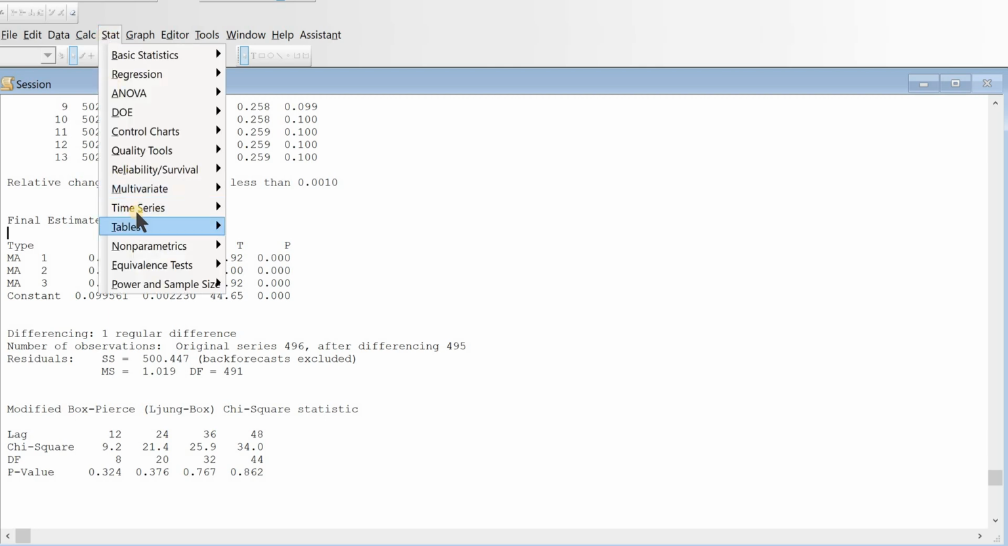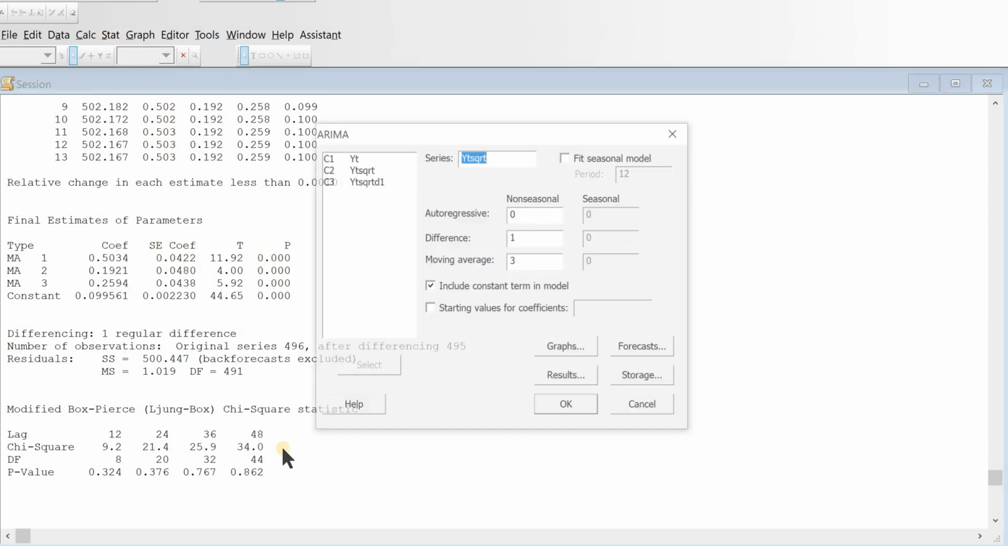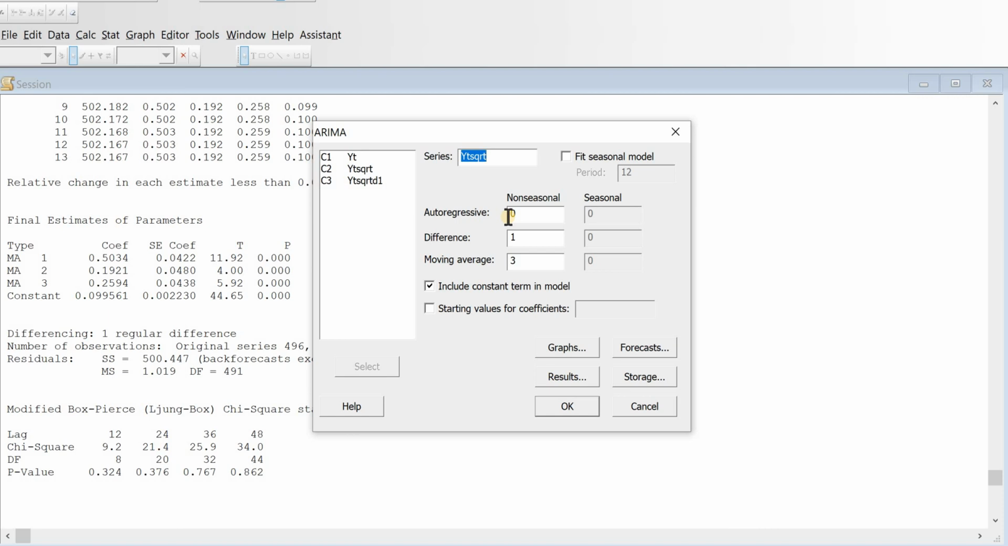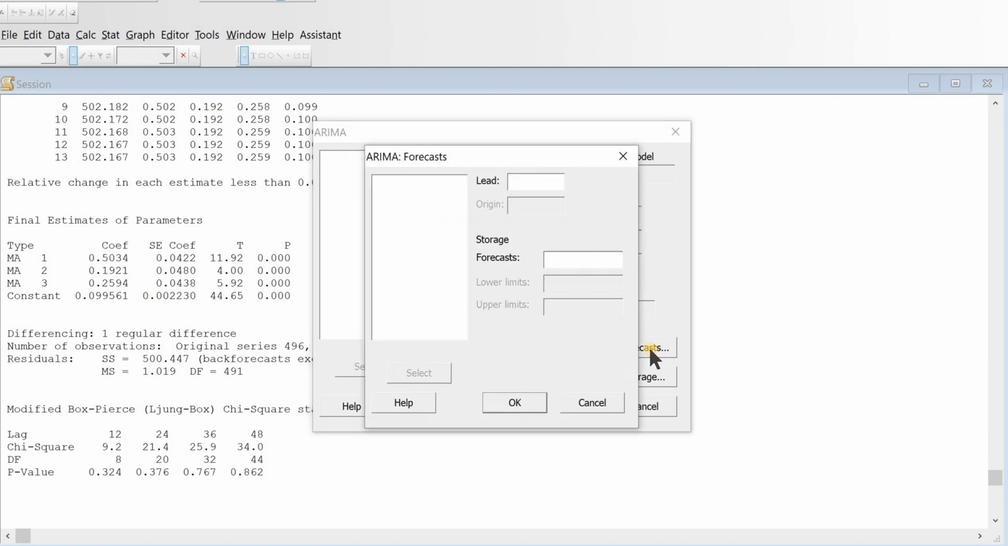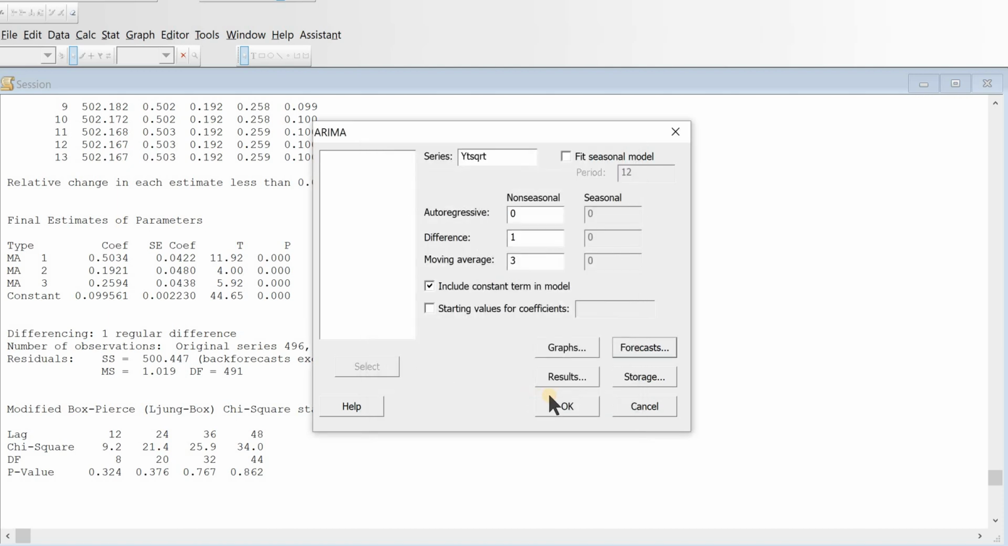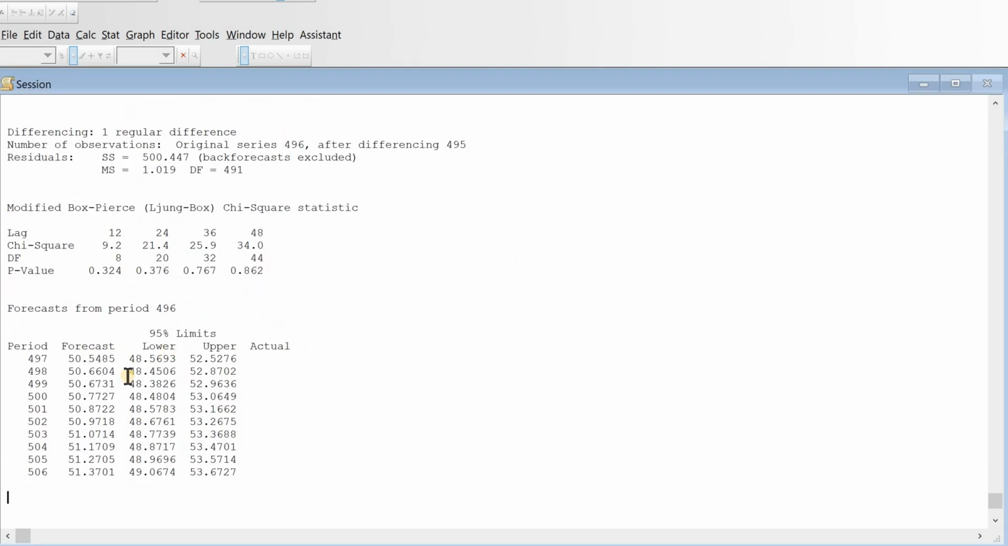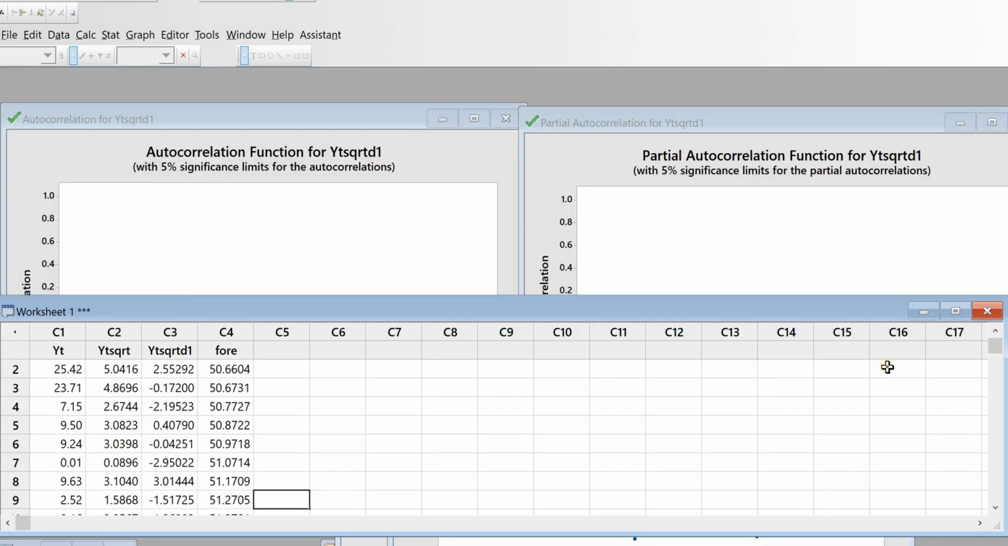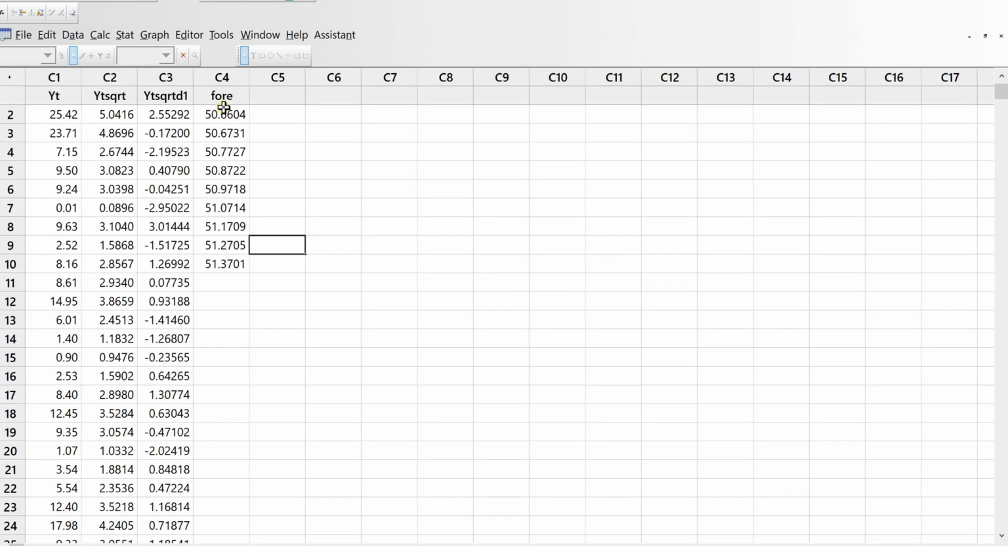Okay, we go back to the model just now. This is the model, and then click here, forecast. Let's say we want to forecast 10 data ahead, and then we put it here. Okay, so this is the forecast. This is in the session window. Since just now we stored the forecast in the worksheet, so this is the forecast. So it is easier for us to copy the result.